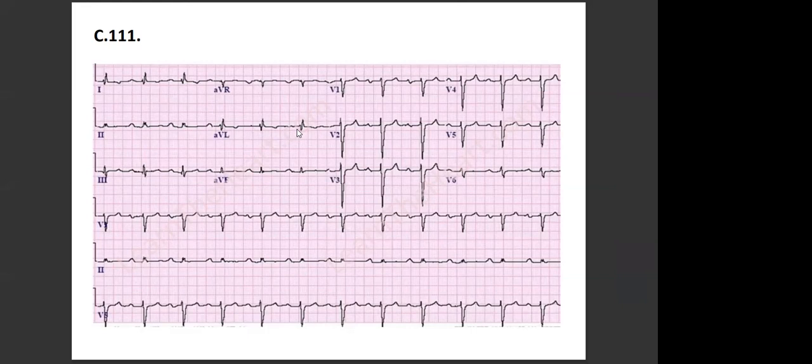So the PR interval is greater than 0.20 without disruption of atrial to ventricular conduction. And the heart rate is unchanged. So it's the first degree AV block. Yes, very good. That's a first degree AV block. Very good.